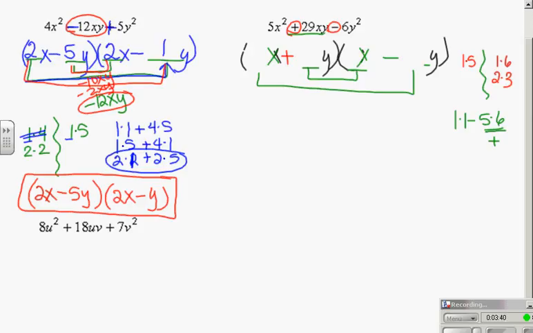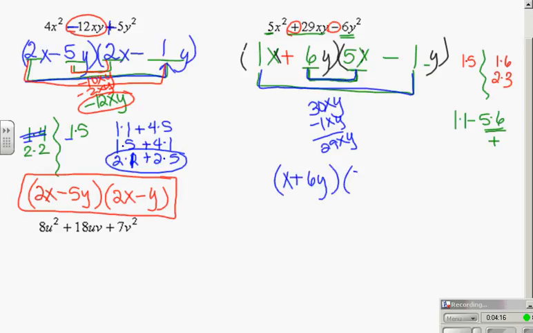If you mix up when you check it, you just flip-flop your signs. It's an easy fix. So I need 5 as a factor of x. So I'm going to put my 5 here, which means that my 6 has to go here because that is a factor of y. That means that my 1s have to go in those positions. Take a quick check. 30xy minus 1xy is positive 29xy. And so this is x plus 6y times 5x minus y.